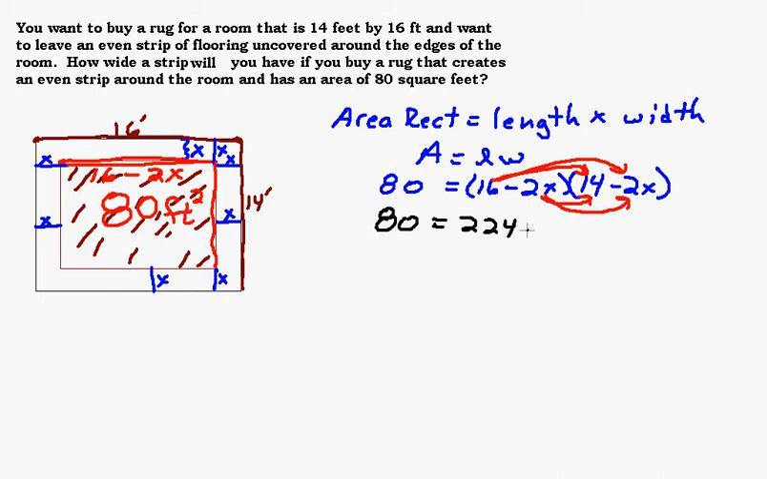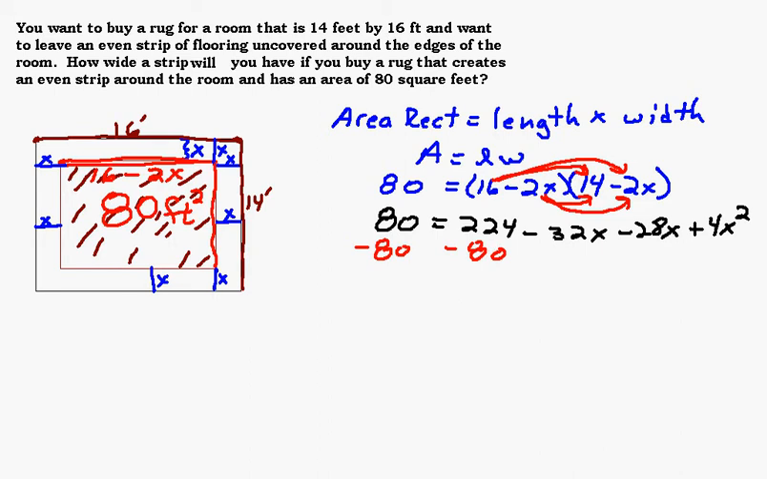16 times negative 2x is negative 32x. Negative 2 times 14 is negative 28x. Negative 2x times negative 2x is positive 4x squared. Alright, we see that squared. Red flags go off. This is going to be a quadratic equation. So that means we're not trying to get x by itself on one side and all the numbers on the other side. Because there's this x squared, we have to set this equal to 0. So that means we're going to minus the 80 over. And we have to set it equal to 0 to either factor it or use the quadratic formula.